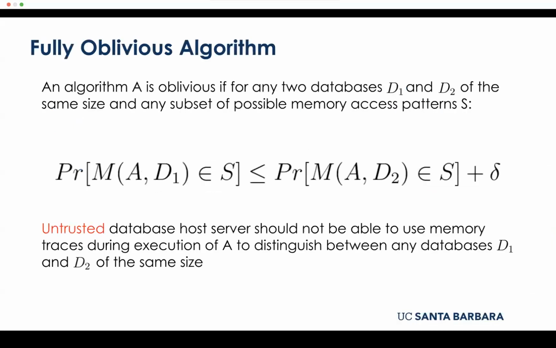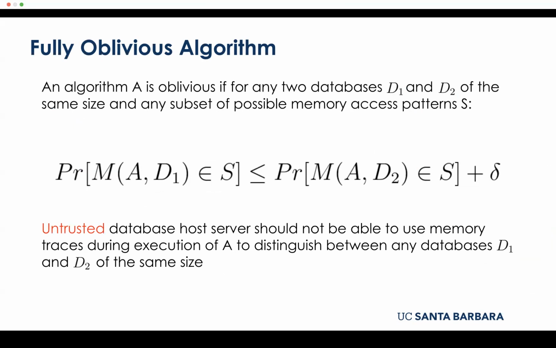The previous solution is a fully oblivious algorithm. We define an algorithm A as oblivious if for any two databases D1 and D2 of the same size, and any subset of possible memory access patterns S, they satisfy the following inequalities.